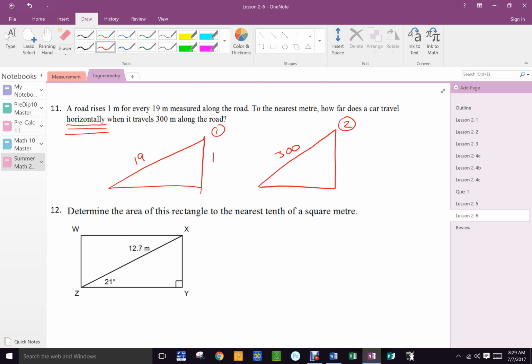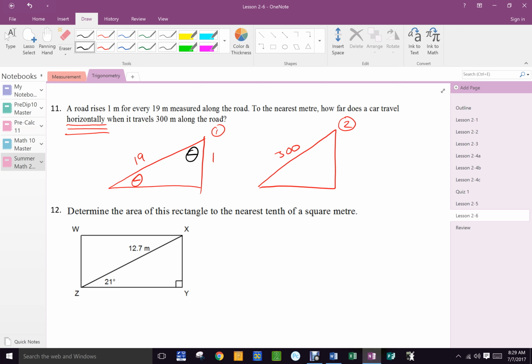I only have one piece of information, don't I? How many pieces of information do I need to do trig? 2. I need a side and an angle, or I need 2 sides to create an angle, don't I? Which triangle has 2 sides to create an angle? Triangle 1. So can I find red theta or black theta in triangle 1? I can find both of them, can't I? Right? Which one is more useful to me?